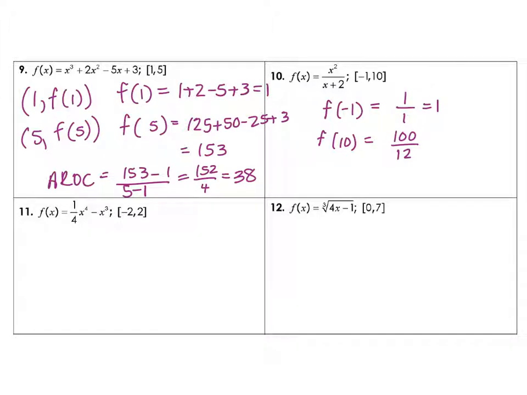And so that's going to reduce down. We could take out a 4, so that's going to be 25 over 3. And so now our average rate of change is going to end up being 25 over 3 minus 1 over 10 minus a -1, so that's 11. So that's going to give us 22 over 3 over 11, or times 1 over 11. So that's going to reduce down and give us 2/3.